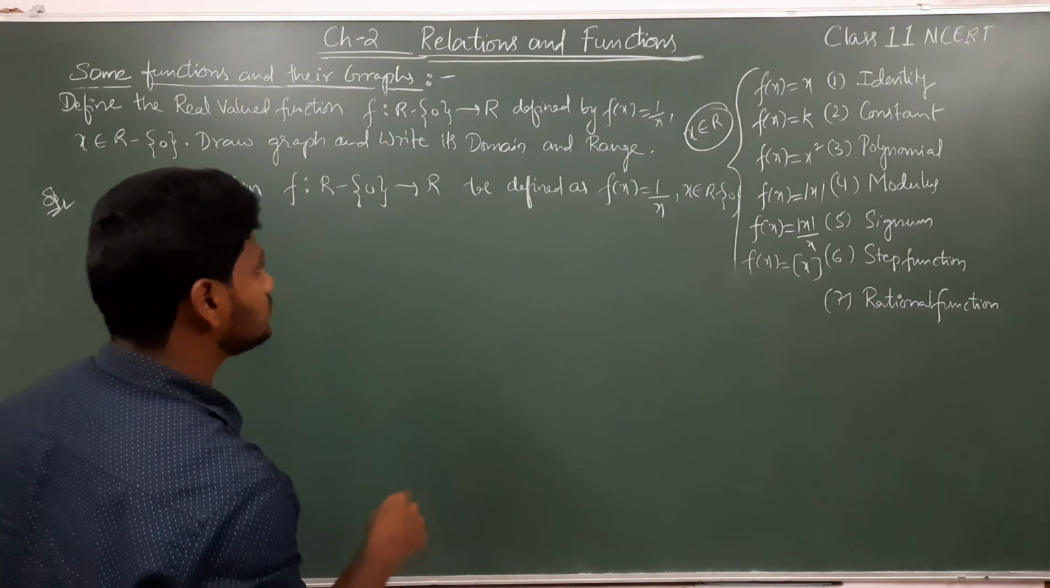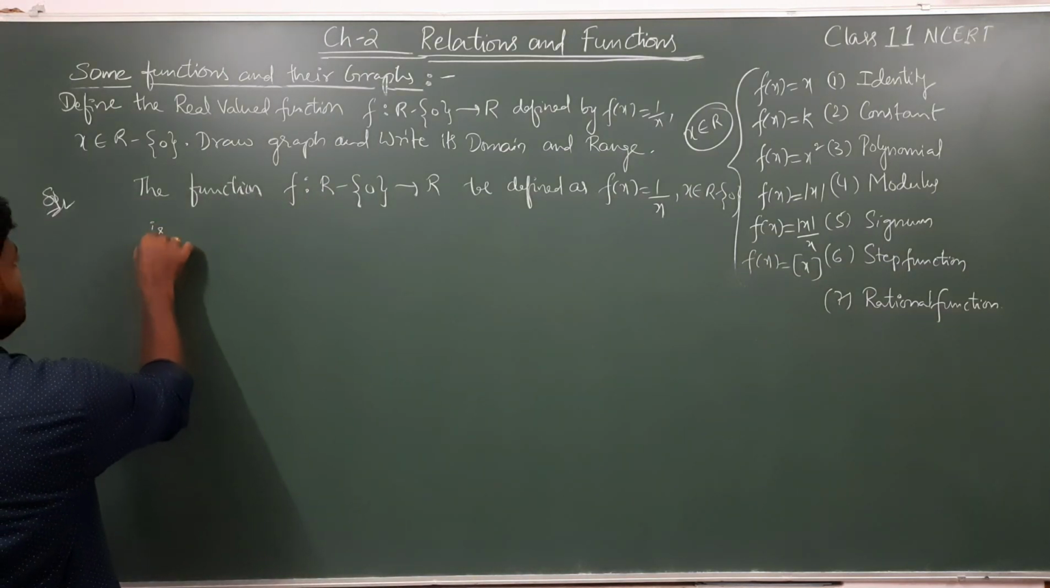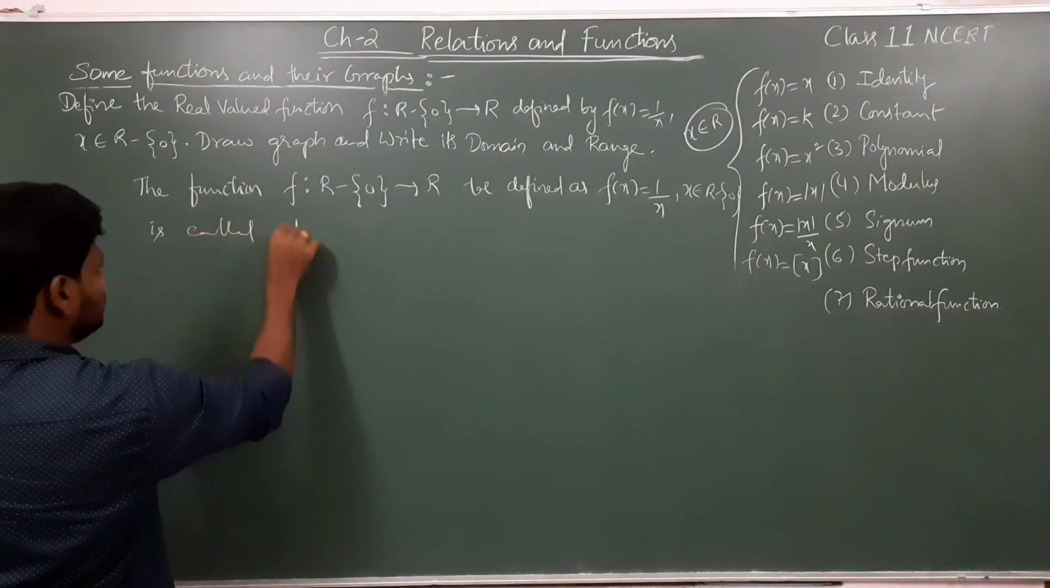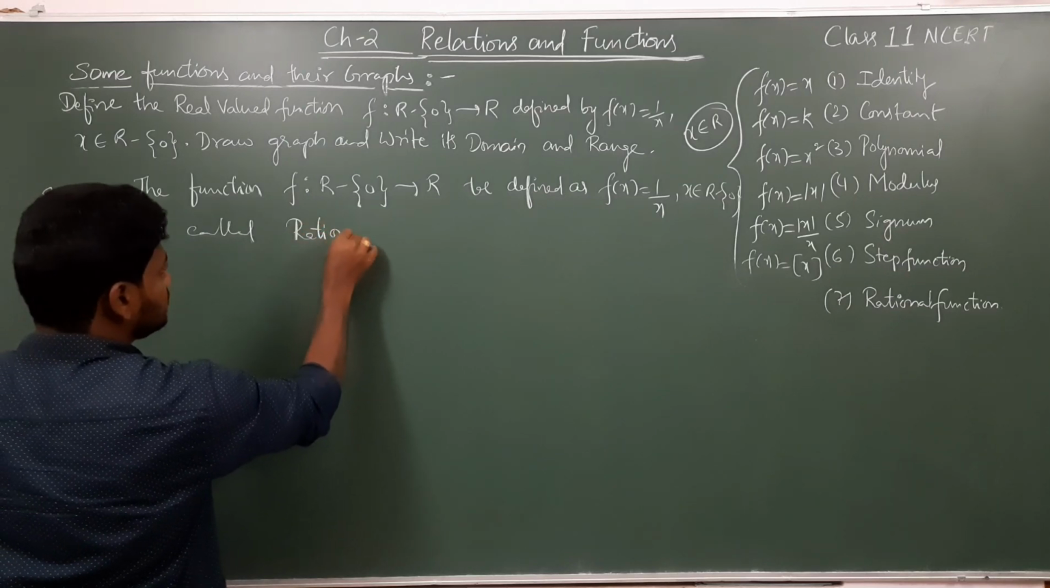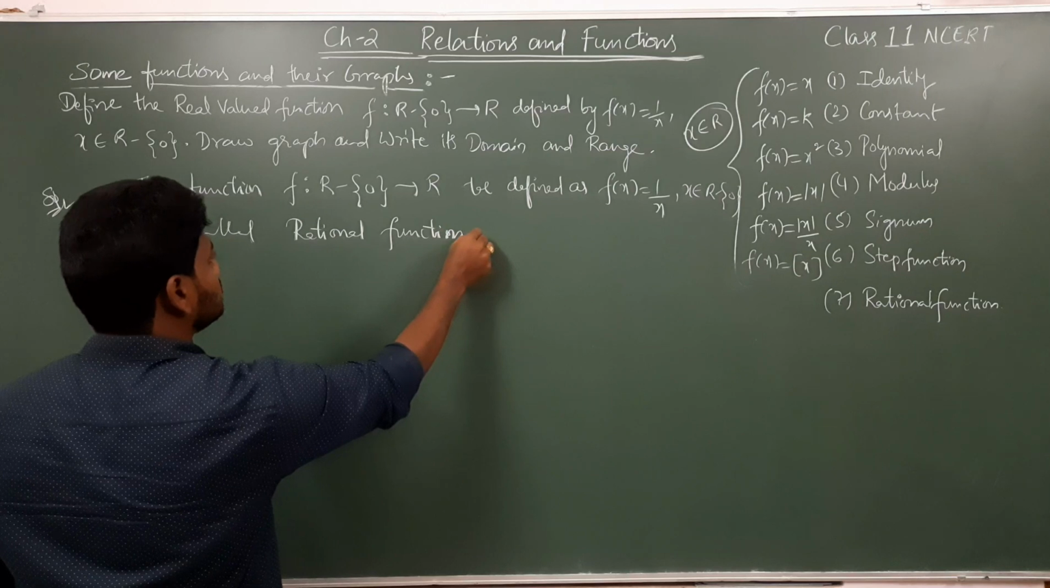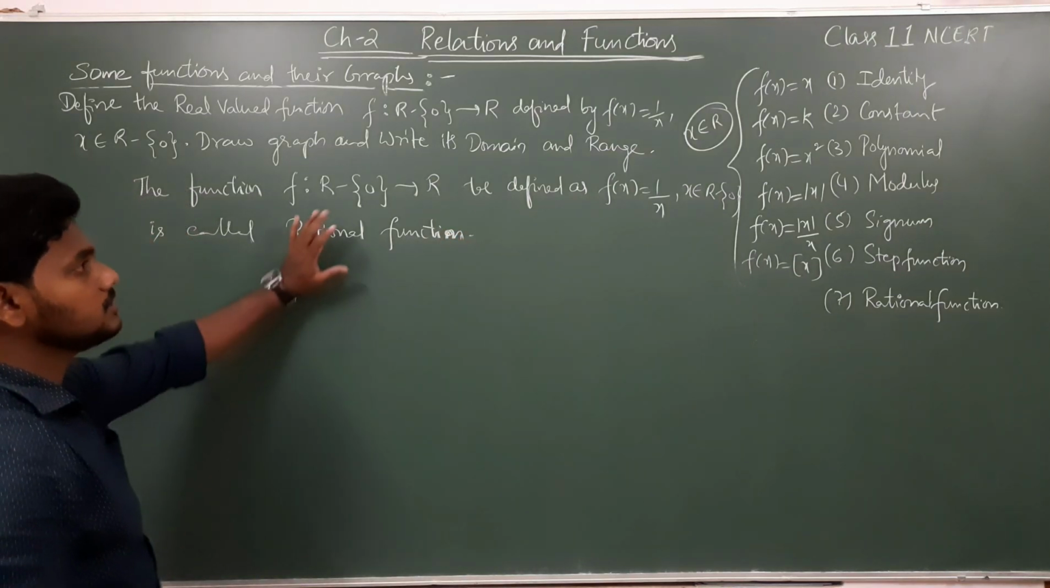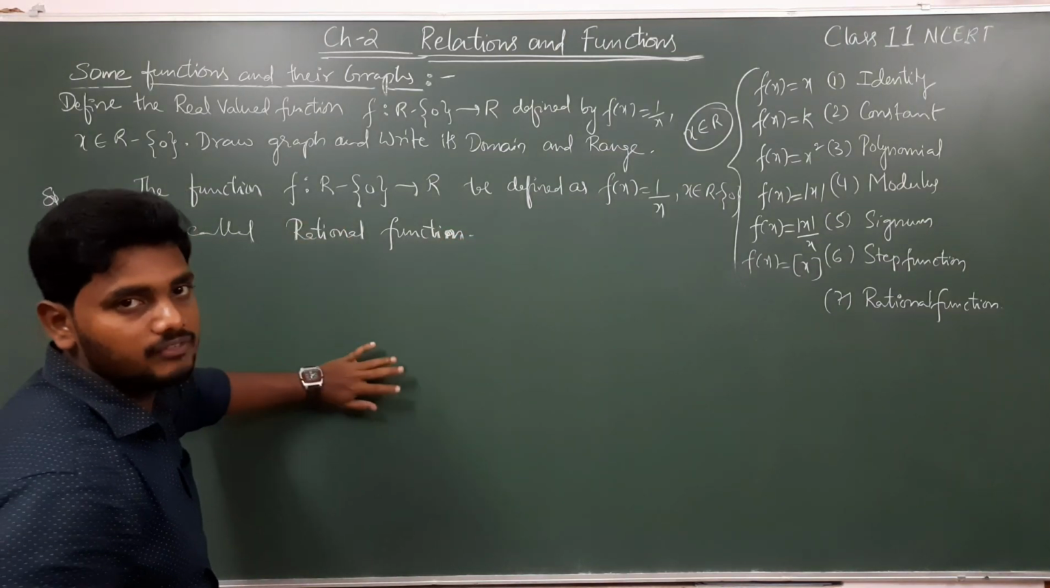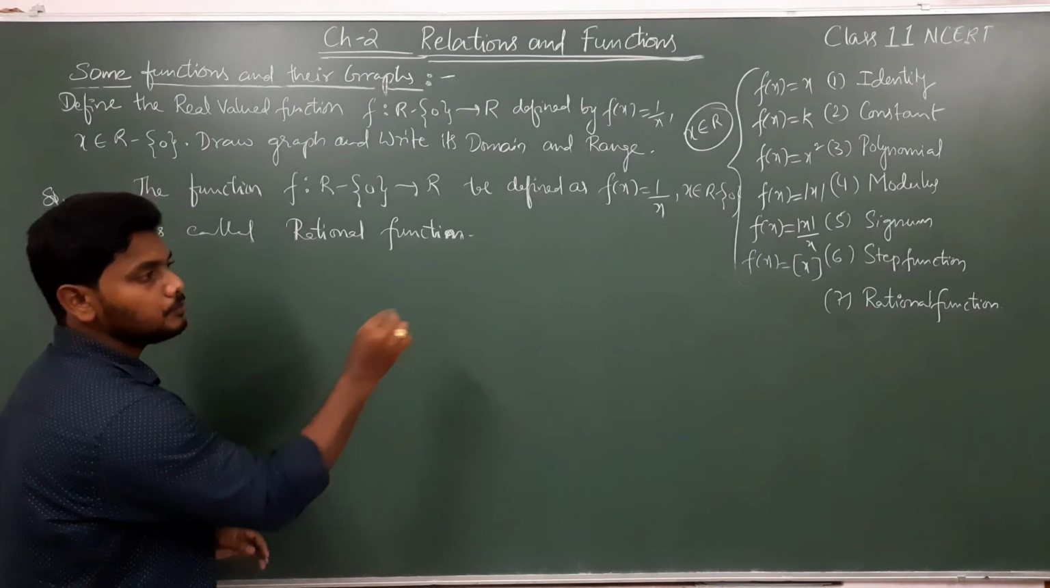X belongs to R minus {0} is called what? It is called a rational function. Now this is about the statement. Now we need to draw a graph. So to draw a graph we need some points.